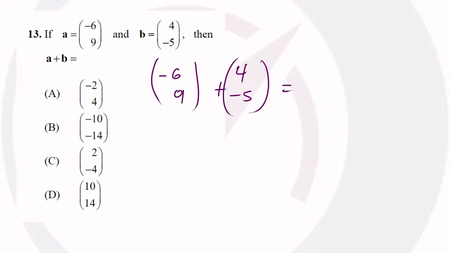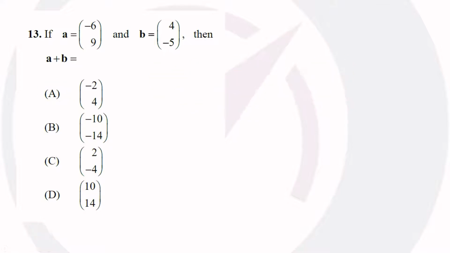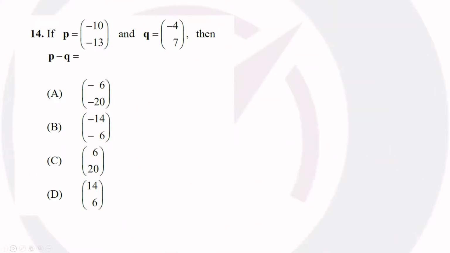So negative 6 plus 4 gives us negative 2, and 9 plus negative 5 gives us positive 4. So our answer is going to be negative 2, 4. So A would be our answer. Let's look at number 14. Easy peasy. Make sure you're able to manipulate your directed numbers or your negative numbers easily.